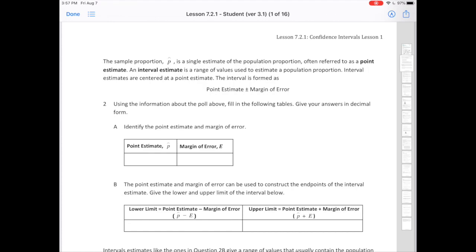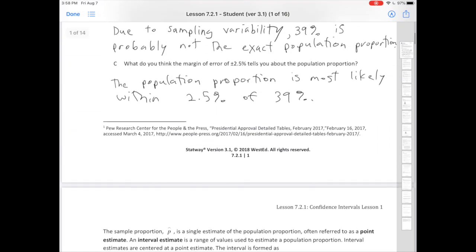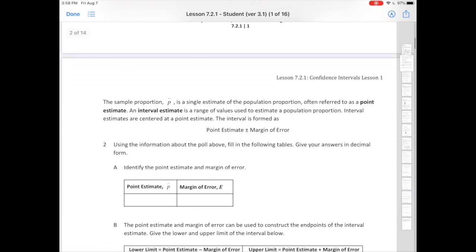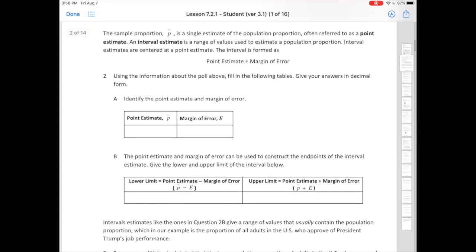Okay, so let's practice identifying that. So let's identify the point estimate. It says, using the information about the poll above, fill in the following tables. Give your answers in decimal form. So let's look at part A. It says, identify the point estimate and margin of error. What's the point estimate? What's p hat? In this last problem, p hat was 39%, right?